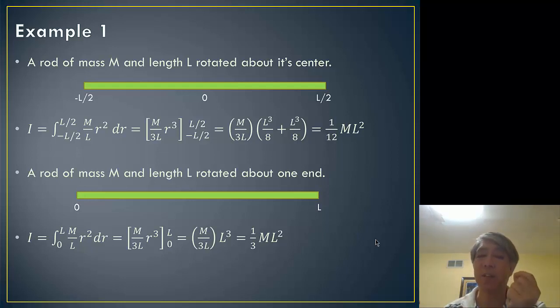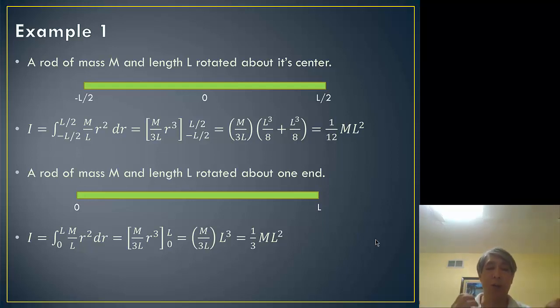This is different from the moment of inertia for the same rod rotated about one end. We see that very easily in that if we ever try to rotate a hammer or something like that, it's a lot easier to rotate it about its center of mass than it is to rotate it about one end.